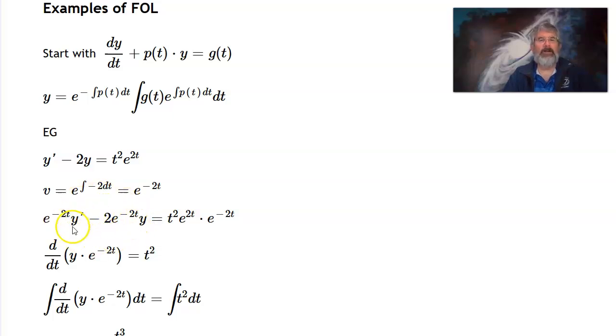It makes the left-hand side the derivative of a product, y times the integrating factor. There is the integrating factor times y prime, and there's y times the derivative of the integrating factor. If you take the derivative of e to the negative 2t, the chain rule gives you e to the negative 2t times negative 2, and there it is. So the left-hand side is the derivative of this product. On the right-hand side, the e to the 2t and e to the minus 2t cancel out, leaving just a t squared.